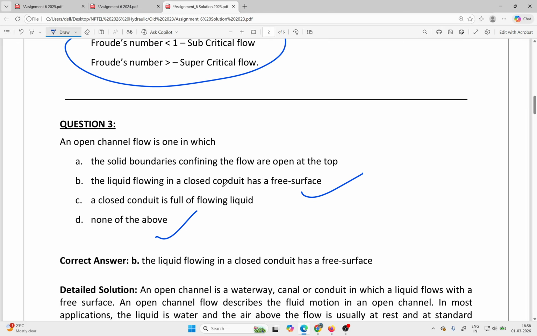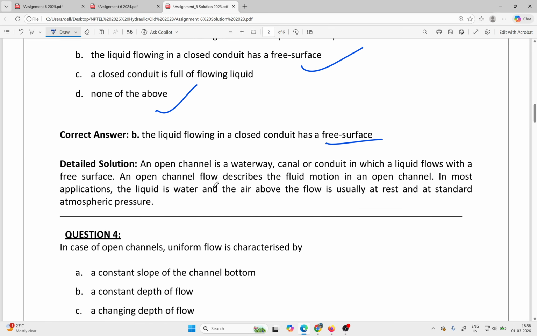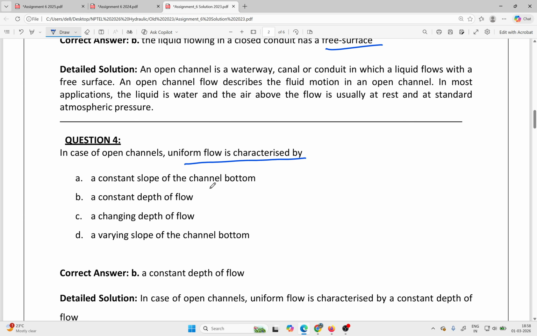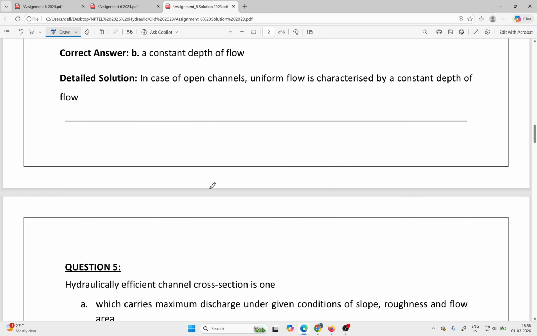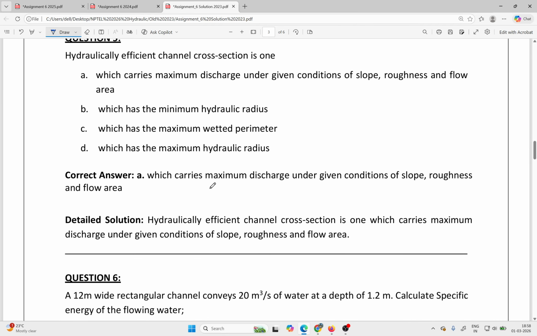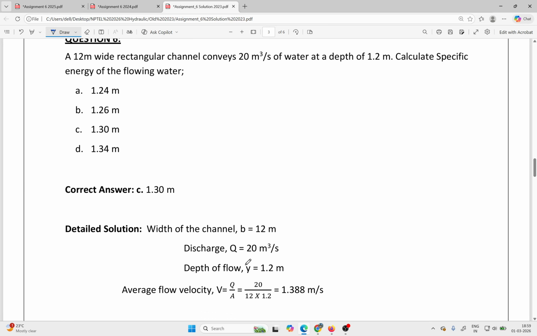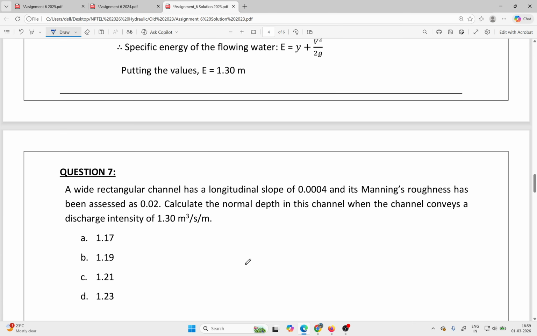So here for question 3, option B is correct. The liquid flowing in a closed conduit has a free surface. Okay. Next question. In case of open channel, uniform flow is characterized. Already we have seen. Next question. The hydraulically efficient channel, already we have seen this question. A 12-meter wide rectangular channel conveys 20 meter, already we have solved this question. So most of the questions we have already solved.